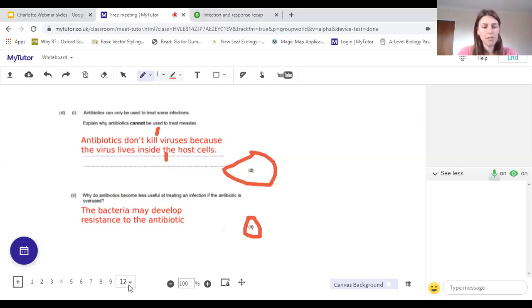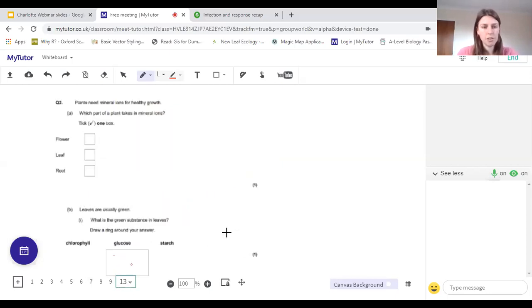Okay, let's do 1 more and then we'll answer some questions because I can see them popping up out the corner of my eye. Plants need mineral ions for healthy growth. Which part of a plant takes in mineral ions? So we haven't really talked about plants today, actually. So this might be a good opportunity to discuss them if you want to. We did talk about this last time. Really good answers coming up there.